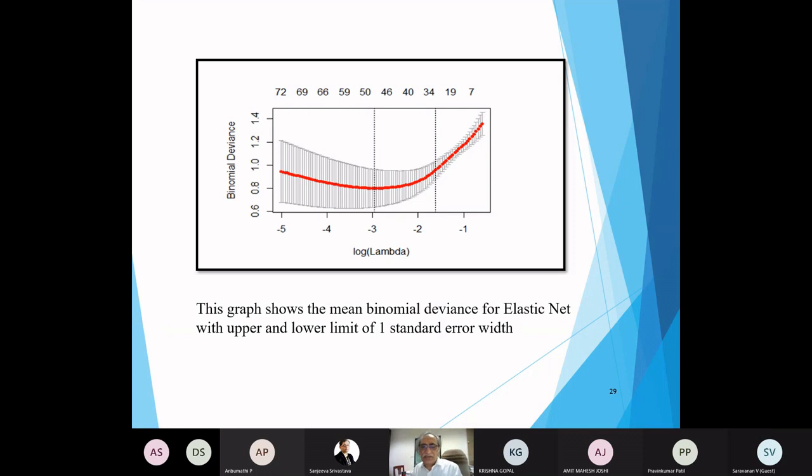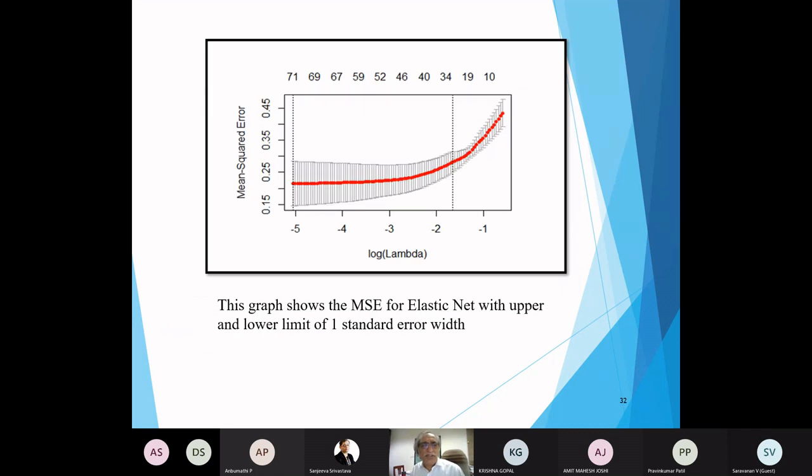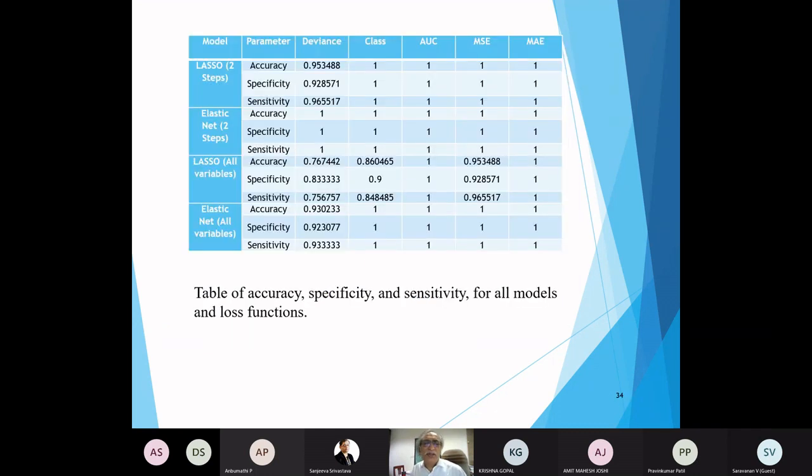Then these are the similar plots for the corresponding elastic net for other loss functions: binomial deviance, misclassification error, area under the curve, mean squared error, mean absolute error. Okay, now this is the table of accuracy, specificity, sensitivity for all models and loss functions. So here you have parameter values, deviance, classes, misclassification rate, area under the curve, mean squared error, and mean absolute error, absolute deviation error.